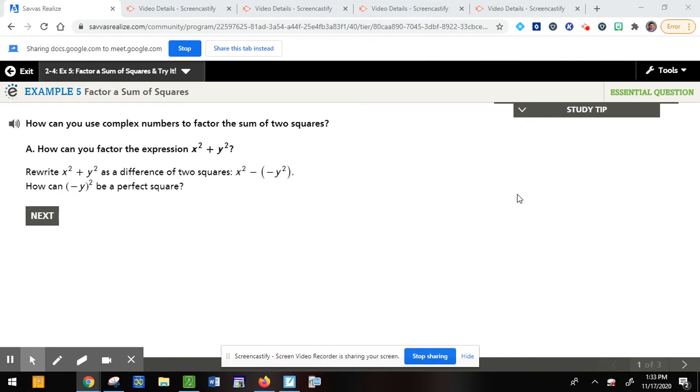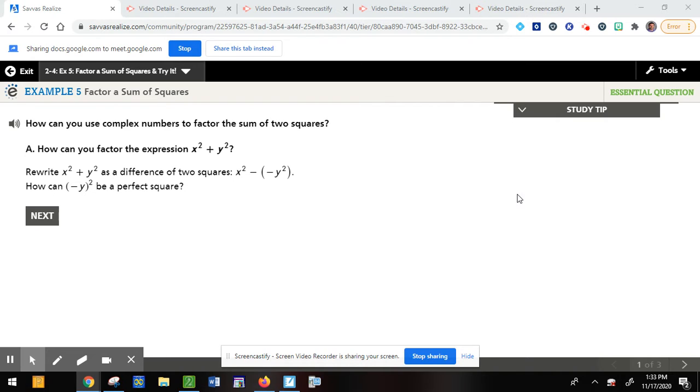So using imaginary numbers, you can actually factor a sum of two squares. You can't do this with real numbers, right? Because you can only do a difference of two squares, but you can do a sum of two squares with imaginary numbers. So we're first going to talk about it generically. So x squared plus y squared. You've got two square numbers getting added.